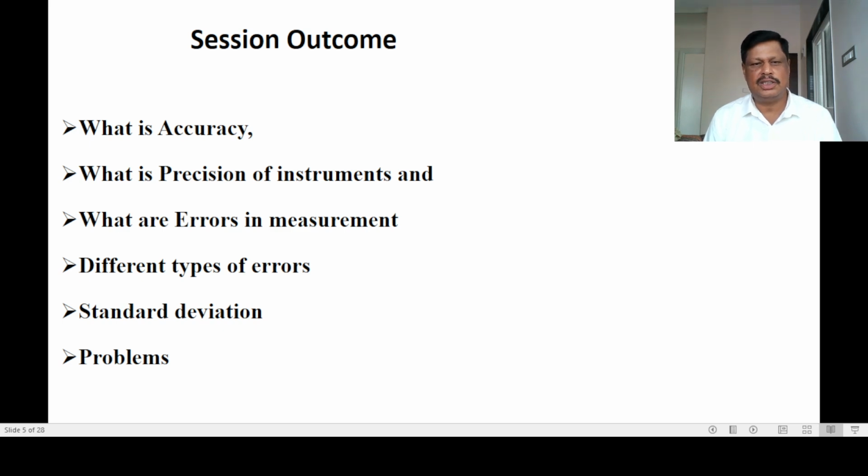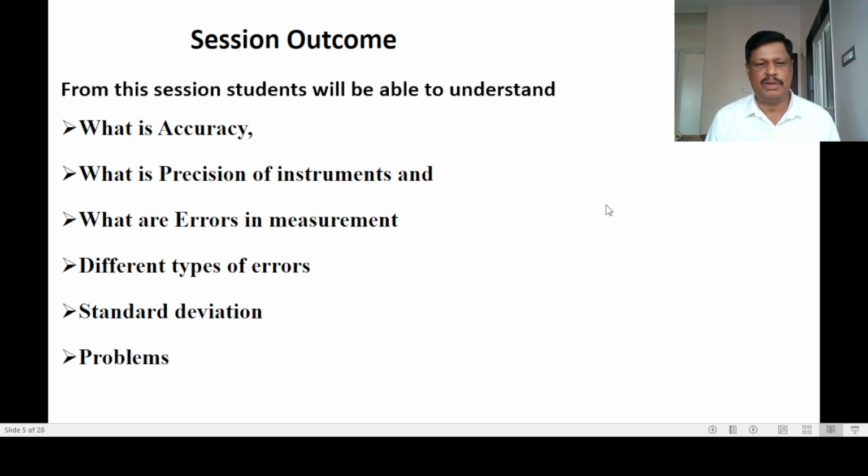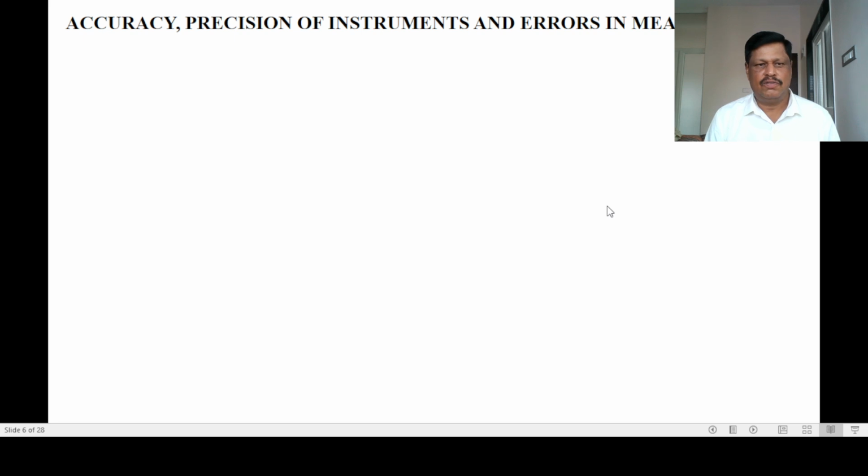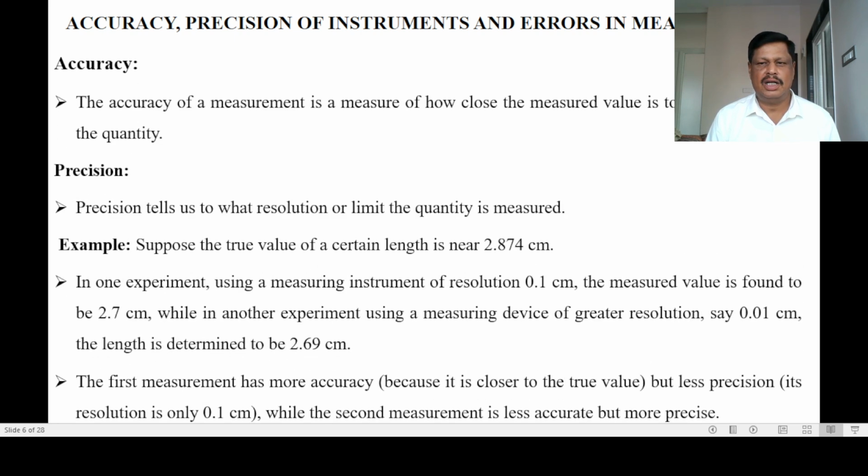What are the session outcomes? The students, after studying this session, will be able to know what is accuracy, what is precision of instruments, and what are errors in measurements. Also, they are going to know about different types of errors, standard deviation, and also problems. First of all, we are going to know about accuracy, precision of measurements, and errors in measurements.